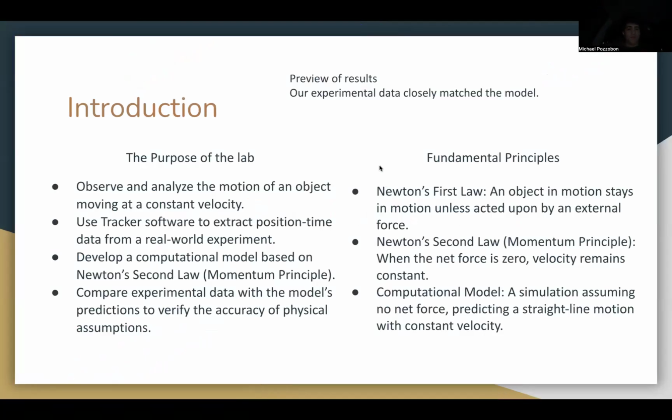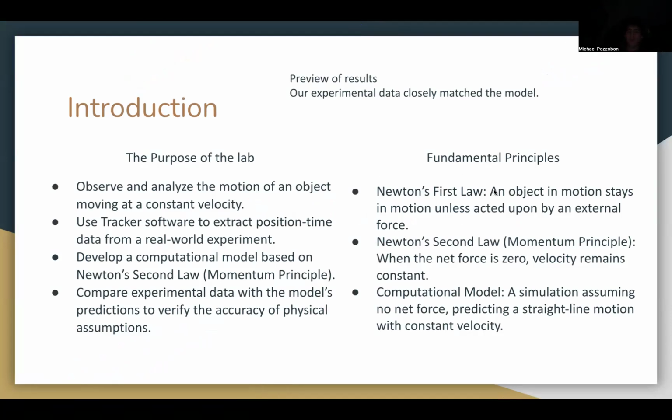This is the introduction. The purpose of the lab was to observe and analyze the motion of an object moving at constant velocity. To do this, we used the Tracker software to extract the exact position-time data from our real-world experiment. We also developed a computational model based on Newton's first and second laws, and then compared the experimental data with the model's prediction to verify its accuracy.